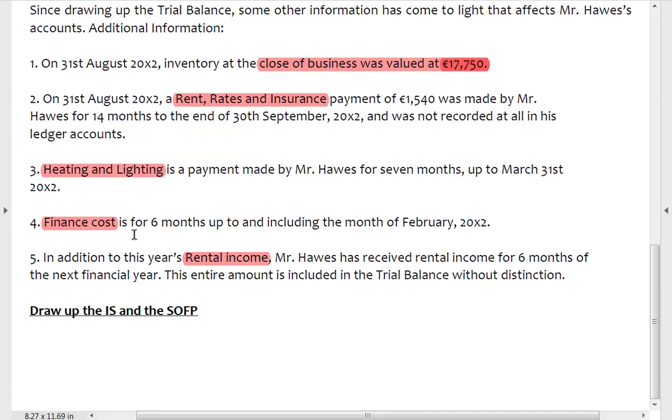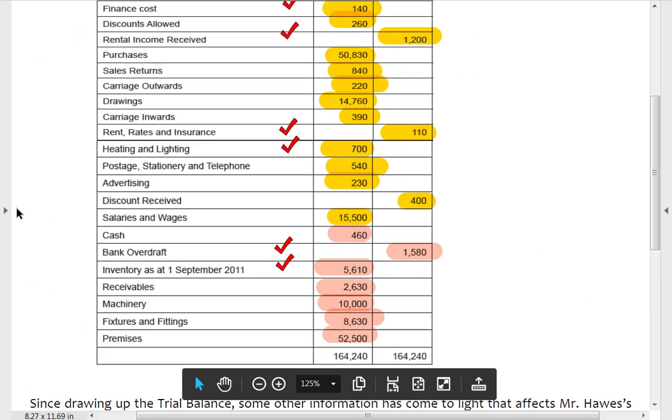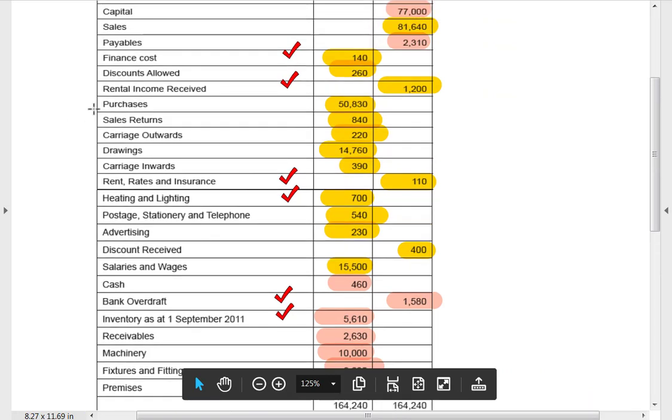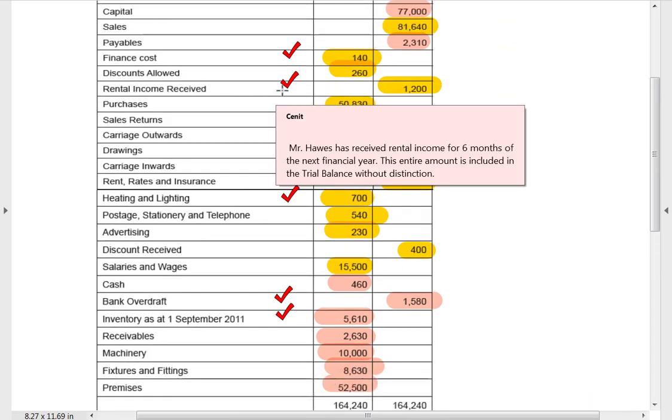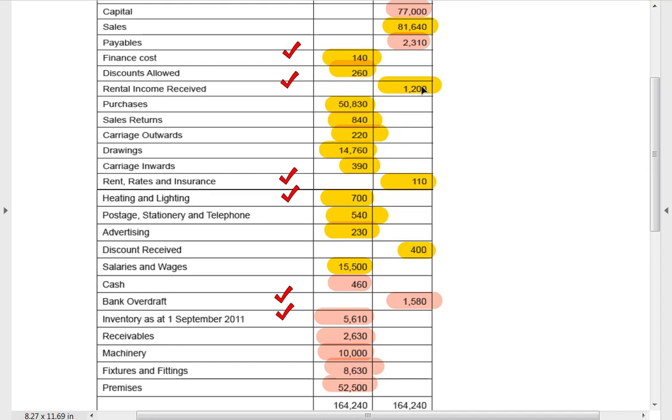And last but not least, in addition to this year's rental income, Mr. Hawes has received rental income for 6 months of the next financial year. So this is an income prepayment, and the entire amount is included in the trial balance without distinction. So when we look in our rental income, again we're going to tick the rental income. There we go, we've ticked it. So this amount that we see is not just for this year, it's also for other months from other years, and we're going to have to do a calculation on that.